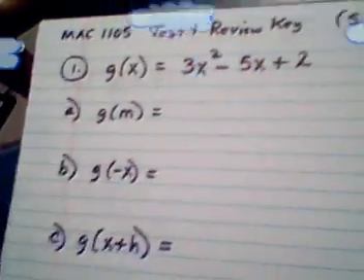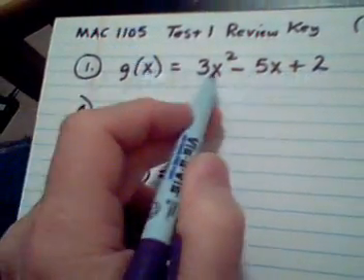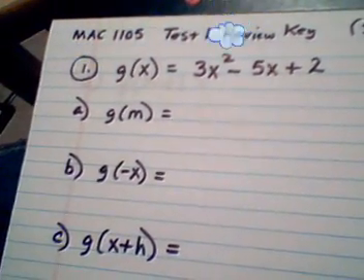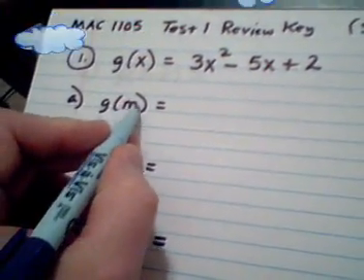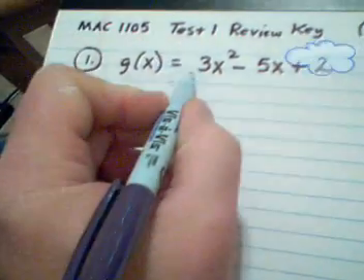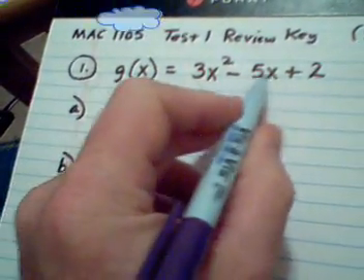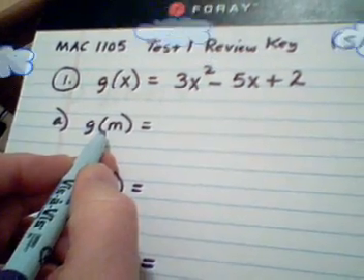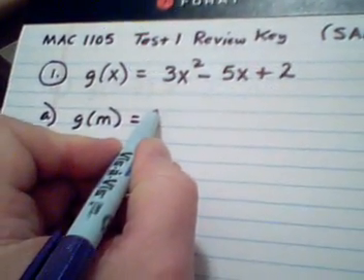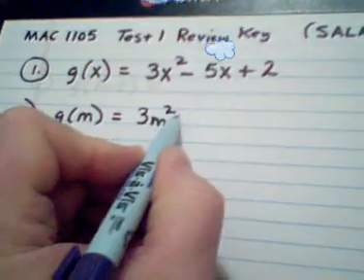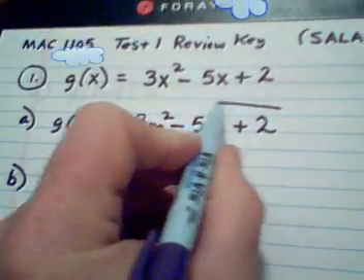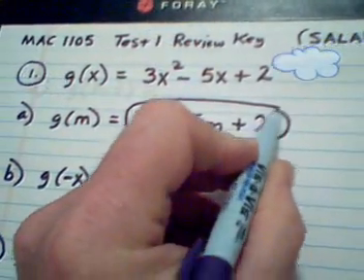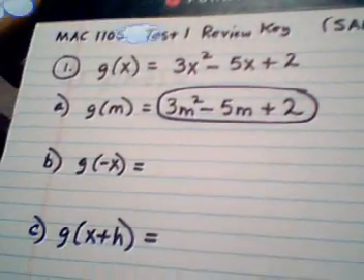Here is the piece of paper that we're going to work the problem on. We have the function g of x equals 3x squared minus 5x plus 2. Part A wants us to find g of m. Remember, m is input into this function, so every place we see an x, we're going to plug in the letter m. So, very easy. 3m squared minus 5m plus 2, and that will be our answer to the question g of m.